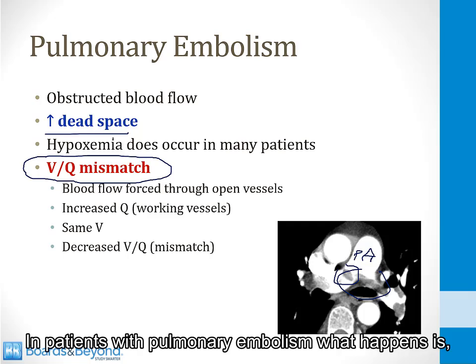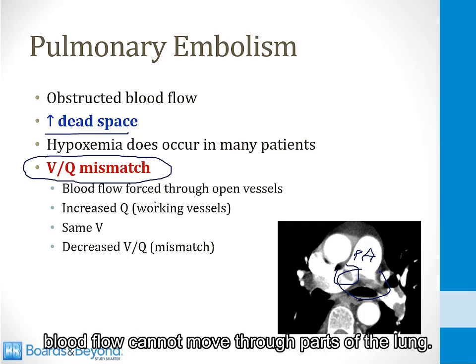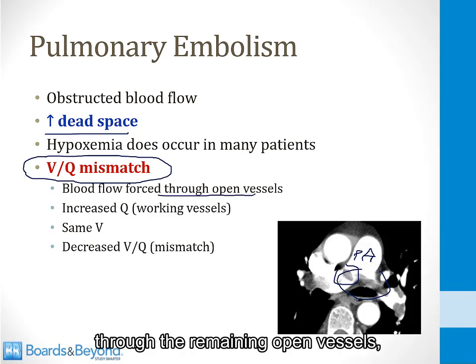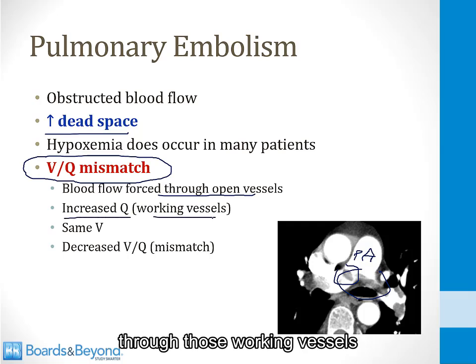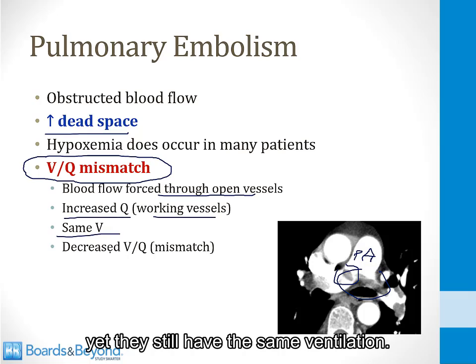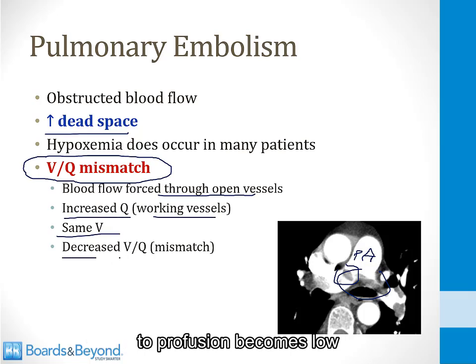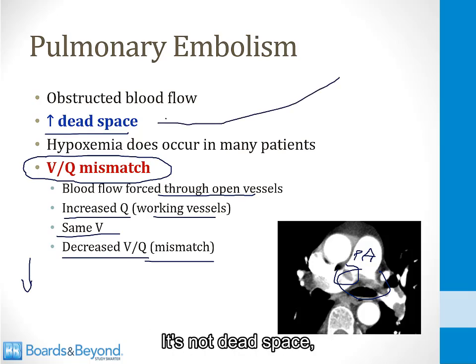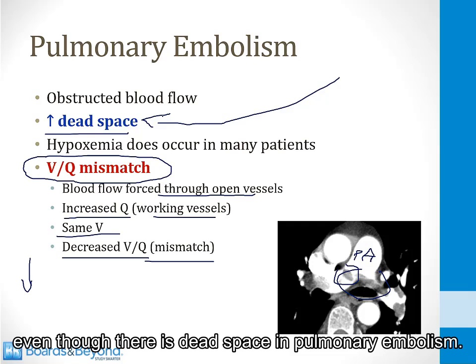In patients with pulmonary embolism, what happens is blood flow cannot move through parts of the lung, so all of the blood is forced through the remaining open vessels. This increases the perfusion, the Q, through those working vessels, yet they still have the same ventilation. As a result, the ratio of ventilation to perfusion becomes low, and that's VQ mismatch. And it is that low VQ mismatch in the healthy parts of the lung that causes hypoxemia. It's not dead space, even though there is dead space in pulmonary embolism.